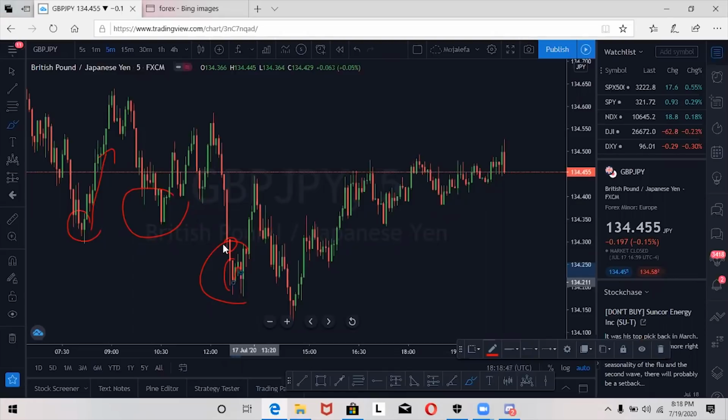Then what did it do? It showed to the upside. You see, before the market actually goes to a certain direction, it tells you a story of either it wants to go or not. So those keys are what we call the candlestick patterns.